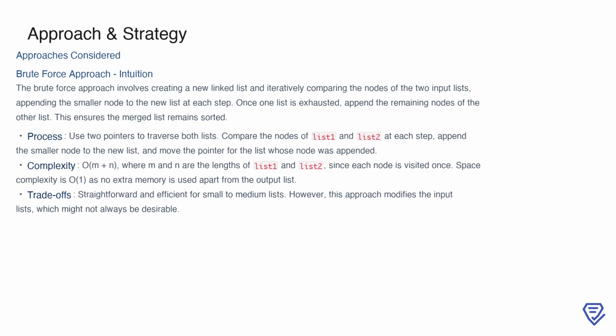This process involves using two pointers to traverse both lists, comparing their current nodes, and appending the smaller one. The time complexity of this approach is O(m + n), where m and n are the lengths of the two lists, since we visit each node exactly once. The space complexity is O(1), because we don't allocate additional memory apart from the output list. As for trade-offs, this method is efficient and simple for small to medium-sized lists. However, it modifies the input lists directly, which might not always be desirable in certain scenarios.